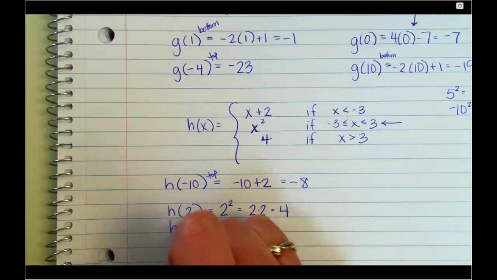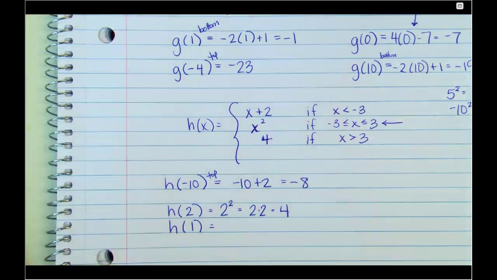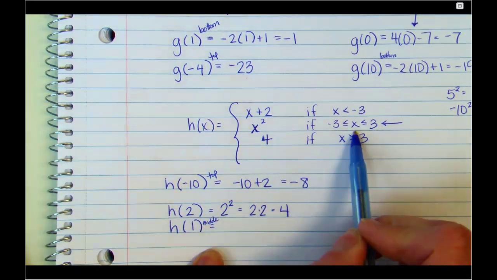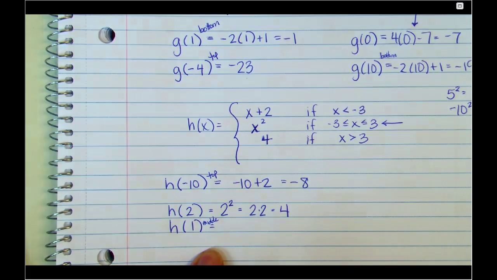Okay, once you do h of 1 for me. Preston and Kyler, h of 1. Bastion, turn around. Top, middle, or bottom on this? Middle. Okay, because 1 is between negative 3 and positive 3. Okay, so we're doing 1 squared, which is 1 times 1, which is? Okay.